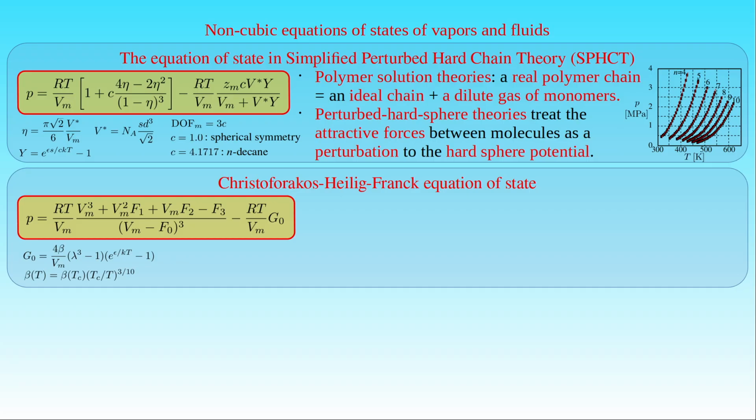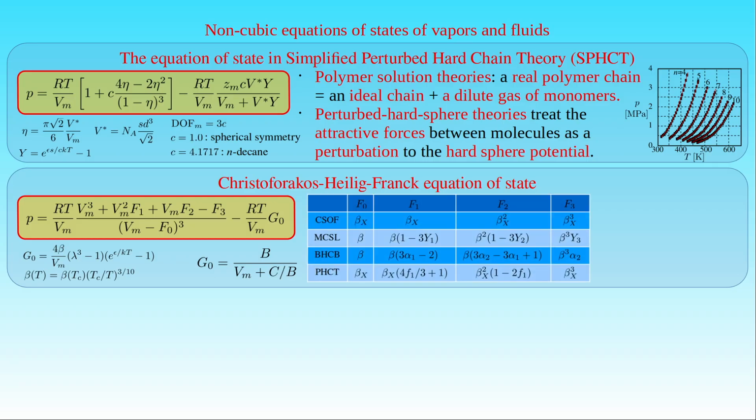In the generalized version of the equation of state, G0 is equal to the ratio of capital B to the sum of Vm and capital C over capital B, where capital B and capital C are the second and third virial coefficients of a square well fluid molecules, respectively. In this table we present the explicit forms of the coefficients f0, f1, f2 and f3 of the polynomials of the molar volume in the repulsion term for different equations of state using hard body models of the repulsive intermolecular forces in gases and fluids.